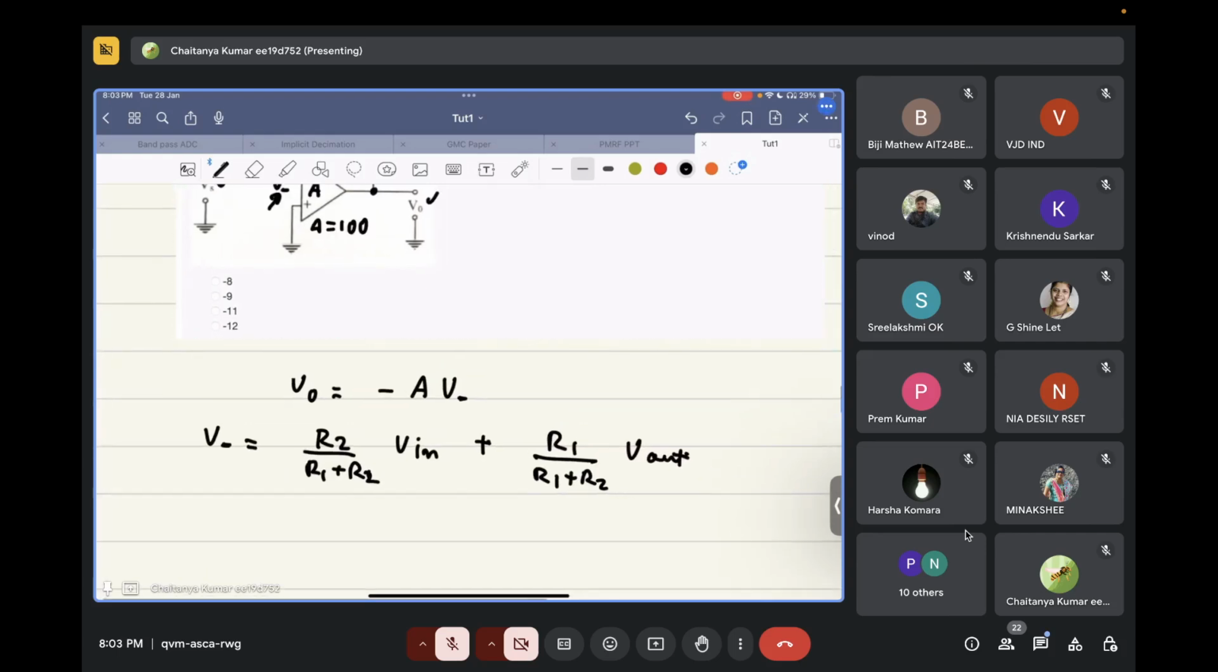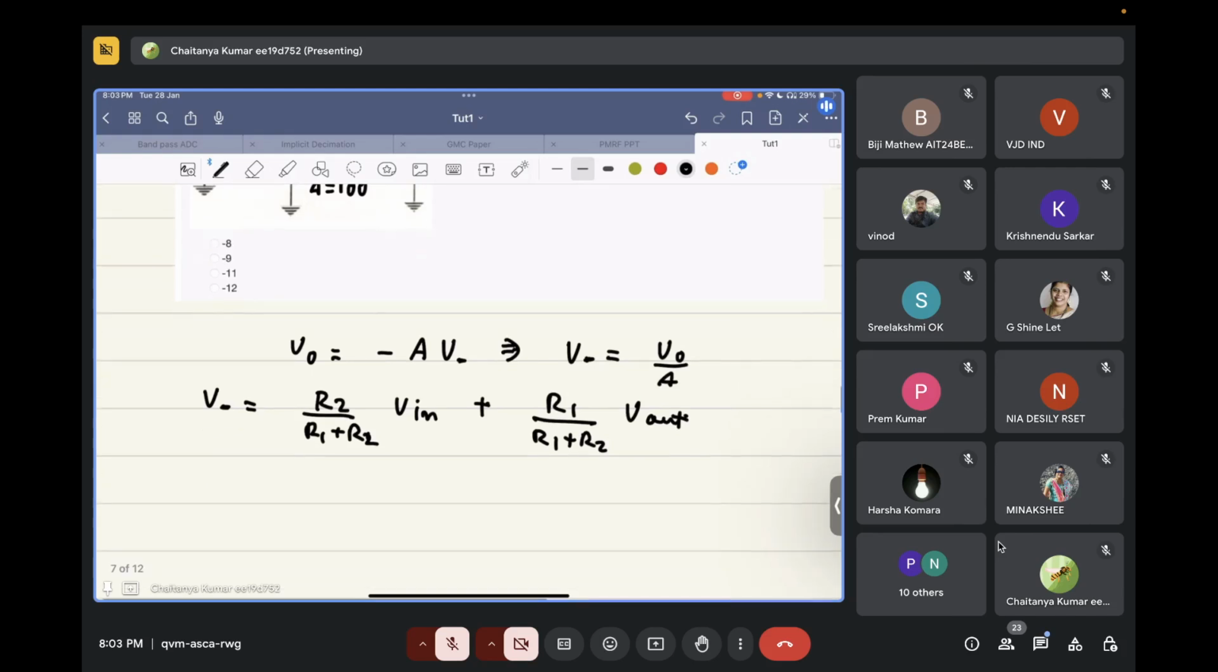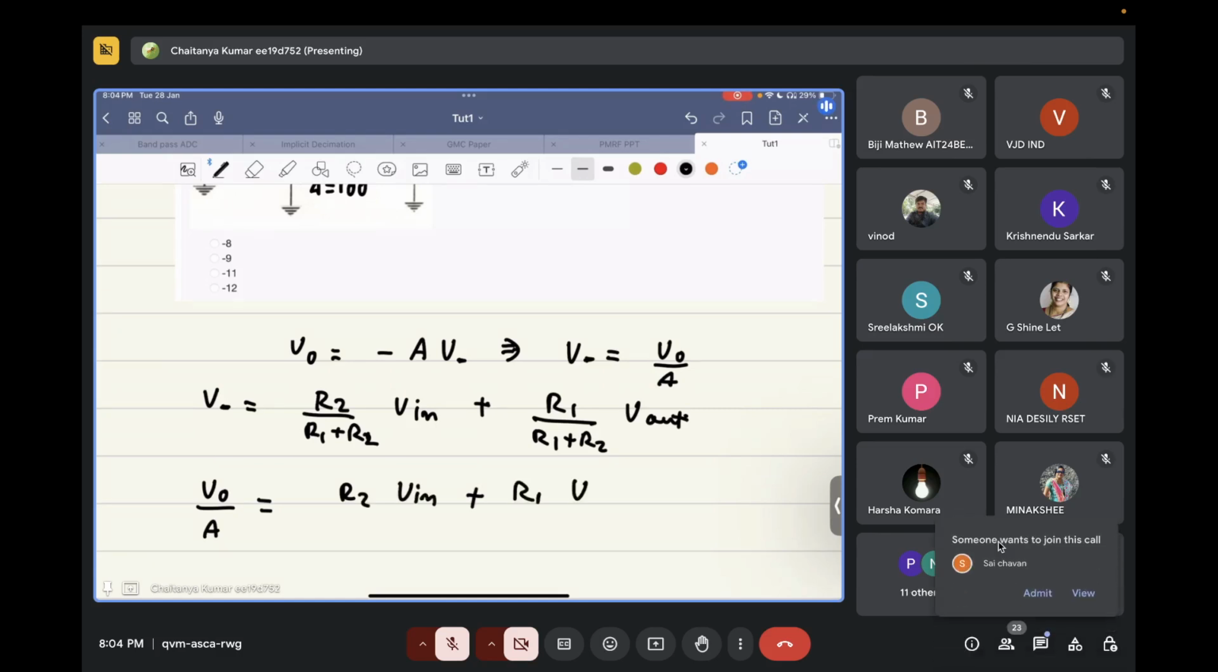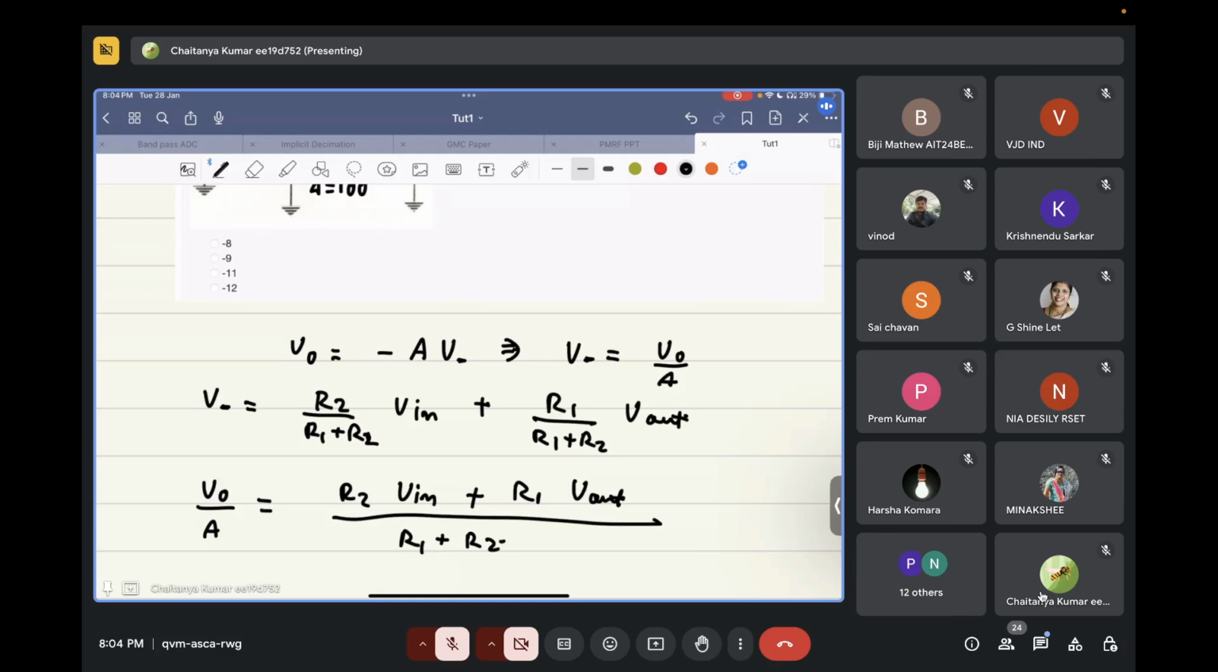So V minus can be substituted. V minus from the above equation can be written as V out by A. If we put it over here, we have V out by A is equal to R2 V in plus R1 V out divided by R1 plus R2.